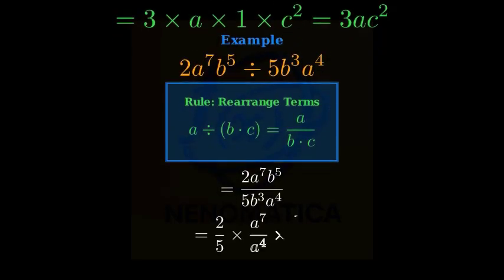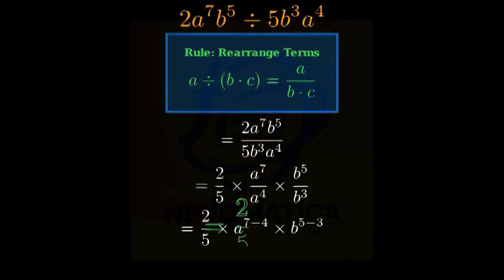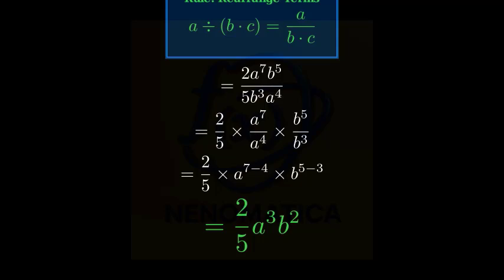When we simplify, we get 2 over 5 times a to the exponent 7 minus 4, which is a cubed, times b to the exponent 5 minus 3, which is b squared. So our final answer is 2/5 a cubed b squared. Let's tackle our final and most complex example.